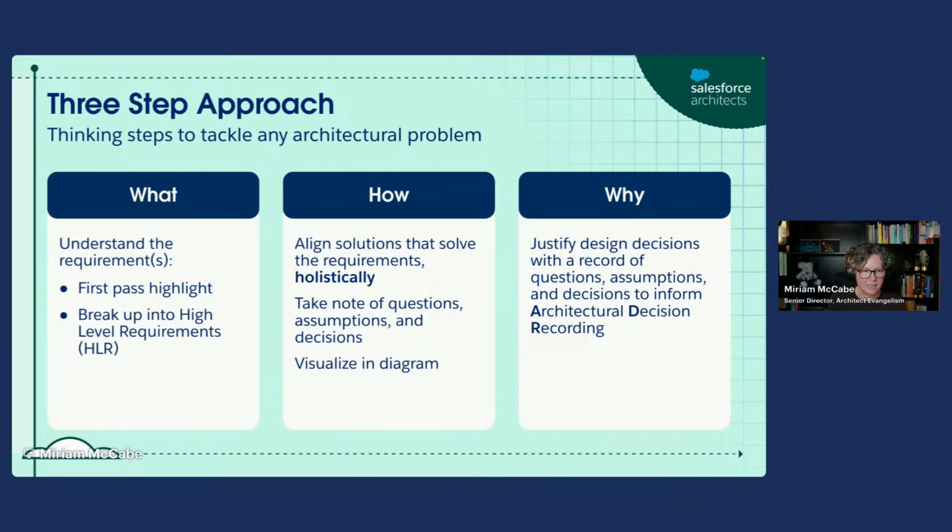Then, last but not least, the why step. Why is important because this is how we're able to justify our solutions to others. For example, stakeholders, but it could also be other architects. And let's not forget our future selves, right? The assumptions, questions we ask ourselves, and the decisions we take, some of that detail gets lost over time. And having an architectural decision record for those will save us a lot of headache in the future.